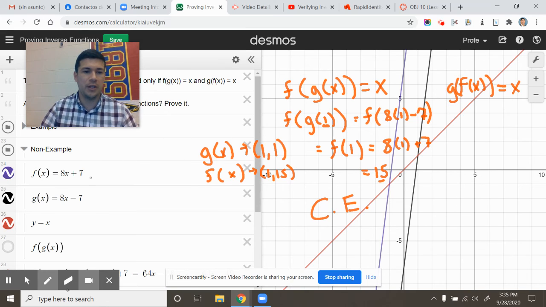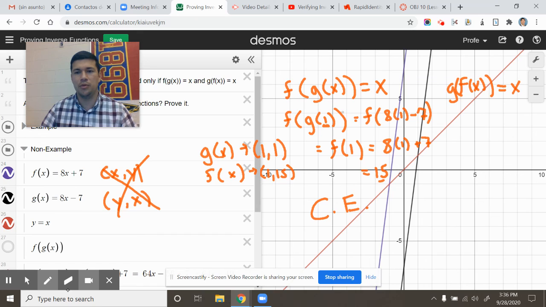Remember, for two functions to be inverses, if we call the domain of f of x x and its range y, then that would mean that g of x should have a domain of y and a range of x. But that is not true here. As this example would show you, neither f of g of x results in x, nor does g of f of x equal x. And the counterexample has proven the point.